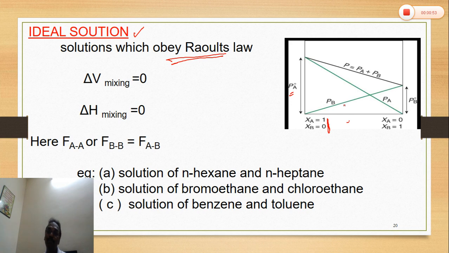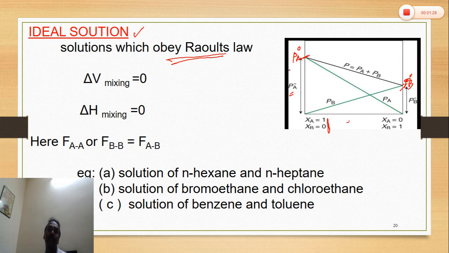Now this is P0B, PB. PB increases and reaches here when XB is equal to 1. This is P0B, that is, vapor pressure only due to the B component. In this direction, the partial vapor pressure of A increases and reaches the maximum, that is P0A, the pure component.